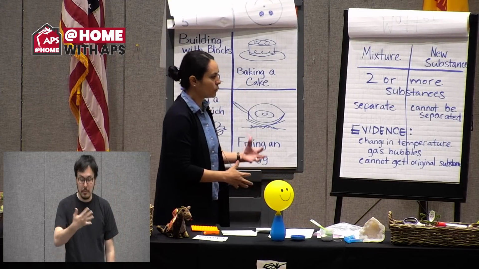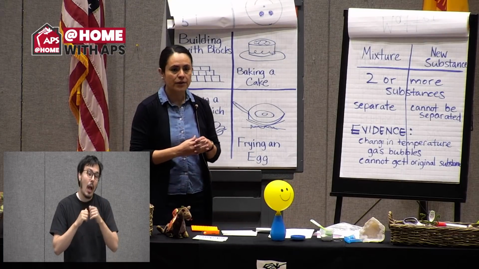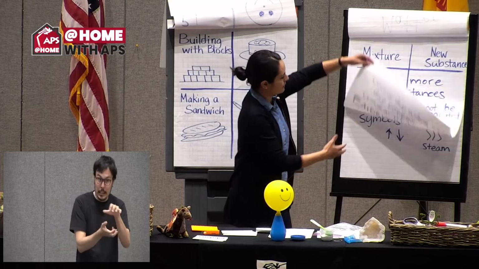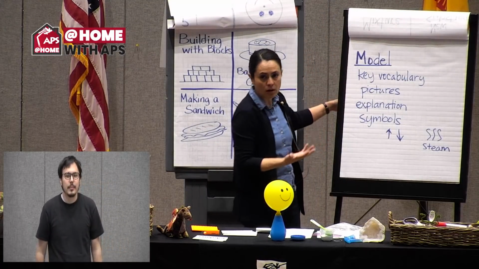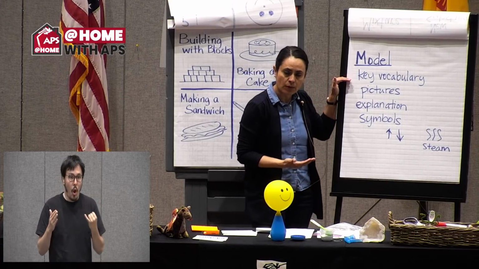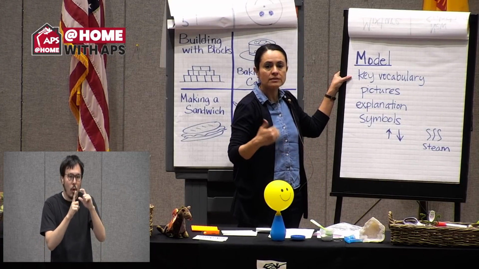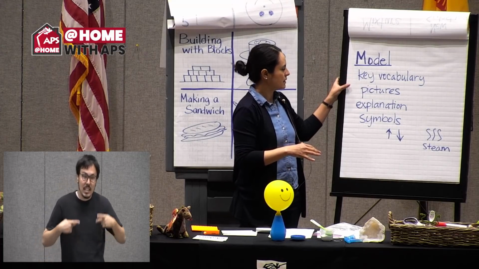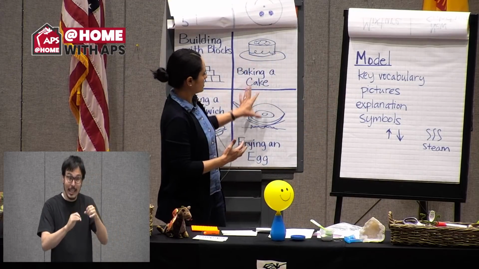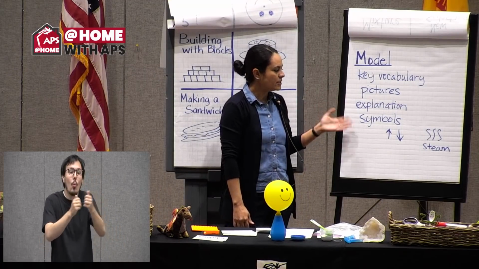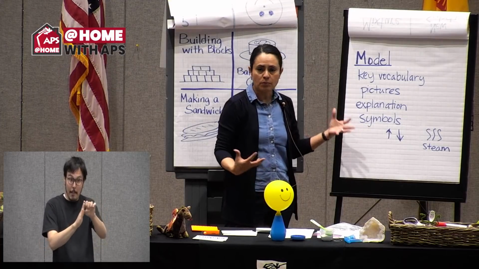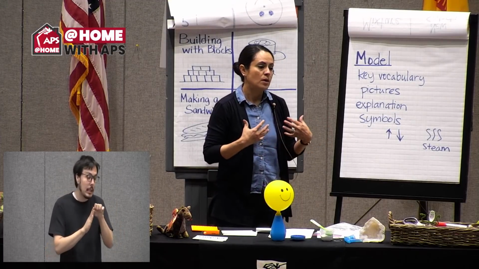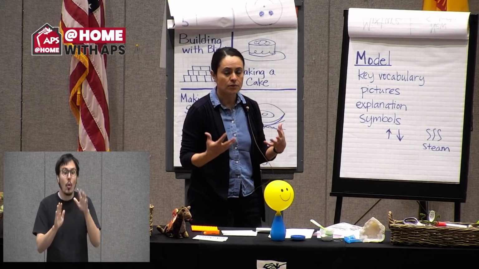So a way to show your learning around combining matter, making new substances, or mixtures, we can draw a model, and remember with our model, use key vocabulary like mixture, matter, substances, temperature, physical and chemical properties. We can draw lots of pictures, and we can write an explanation. And here are some examples of symbols we can use. It's really important to use as many pictures, symbols, and words as we can to share our thinking and our ideas around what we're learning.